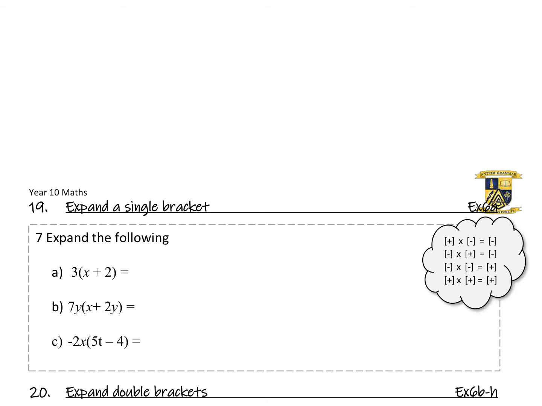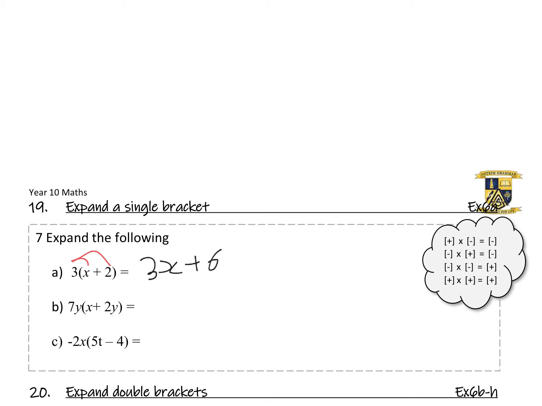So part A is 3 brackets x plus 2. That means 3 multiplied by x plus 2. So we have to multiply everything in the bracket by 3. So 3 times x is 3x, and 3 times positive 2 is positive 6.